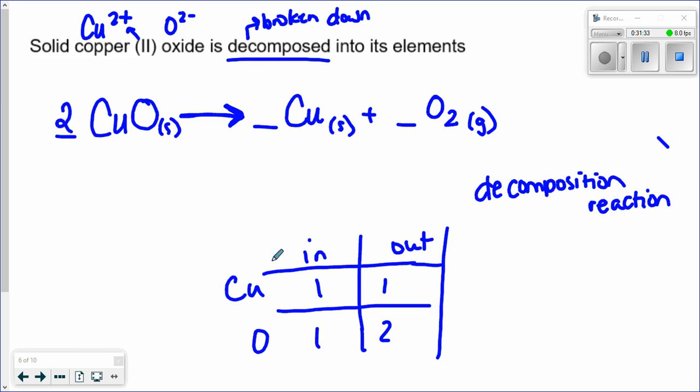I'll put a 2 here. That changed our number of copper going in, so now I need to put a 2 here. So that balances again with coefficients of 2, 2, 1. So, decomposition reaction.